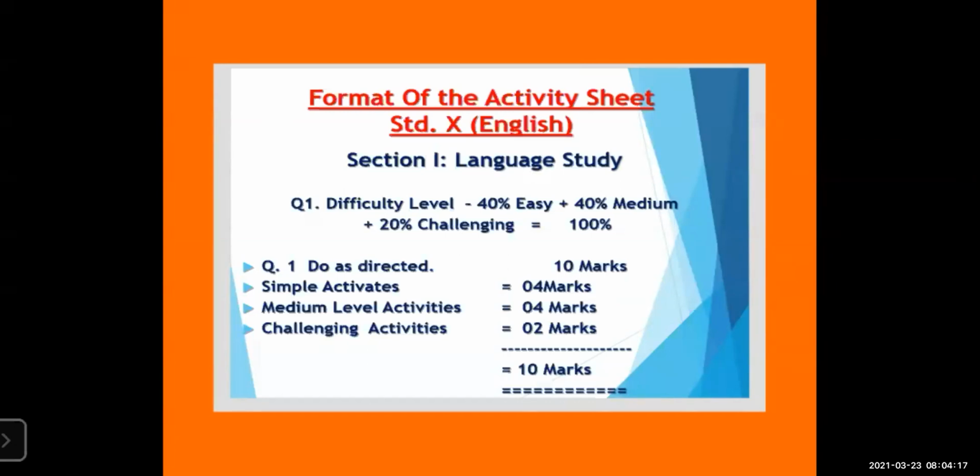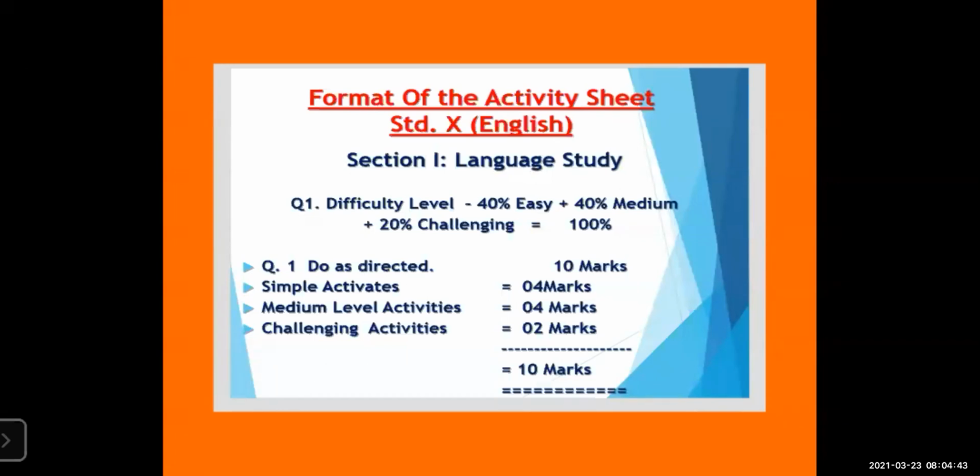After that, question number 1B is on medium level activities. It is also for 4 marks. 2 questions you have to attempt, 2 answers you have to write. And then challenging activities, it is for 2 marks. Only 1 you have to solve for 2 marks. So we have started from the simple activities first.